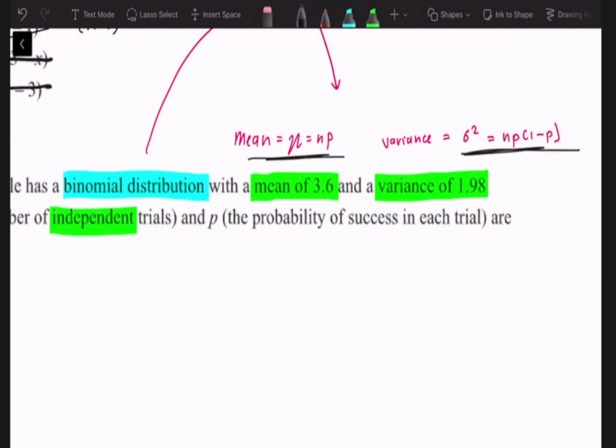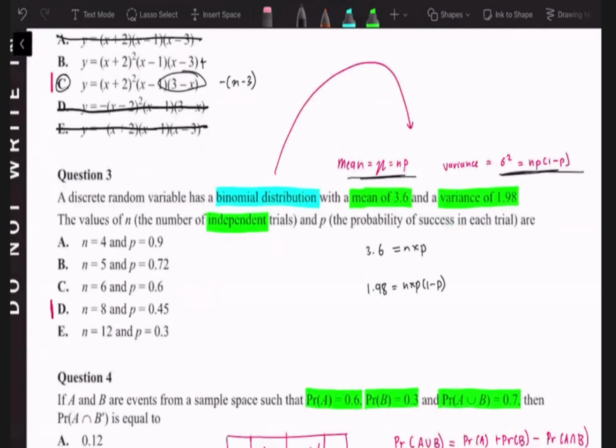So in your CAS you can do 3.6, which is the mean, equals n times p. And the other one is 1.98 equals n times p times (1 minus p). Solve for n and p, and you should just get D.